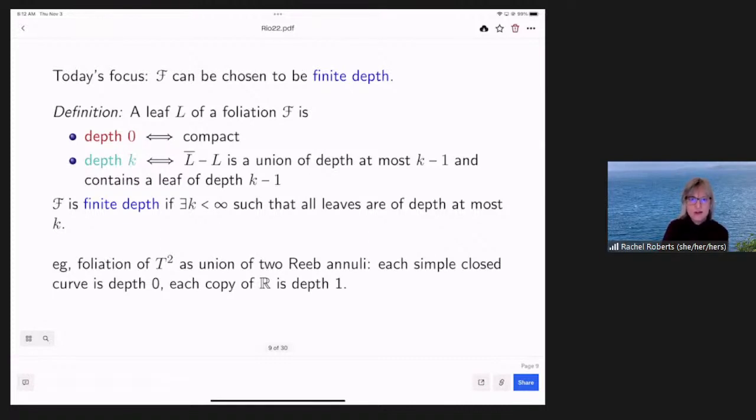And jumping down a dimension, we have an easy example. If we think about foliating the torus as just a union of two Reeb annuli, each simple closed curve is depth 0, and each copy of R is going to be depth 1. And in a certain sense, this really simple example captures quite a lot.